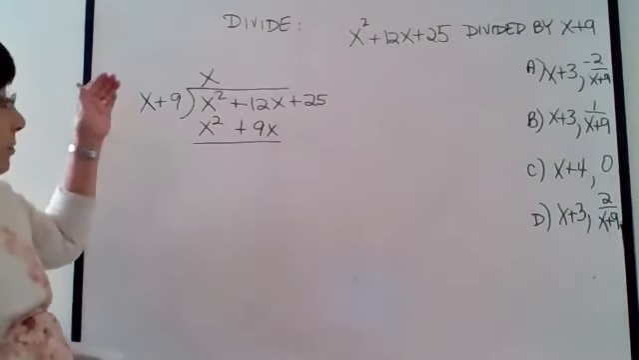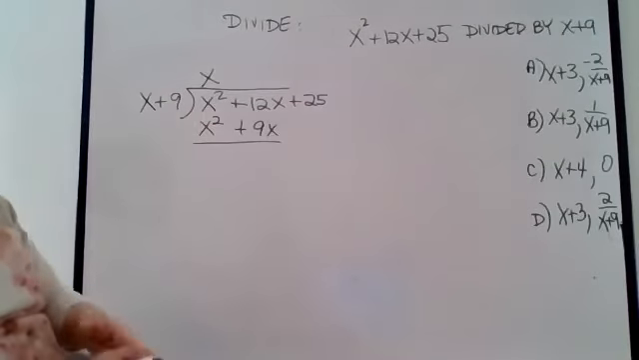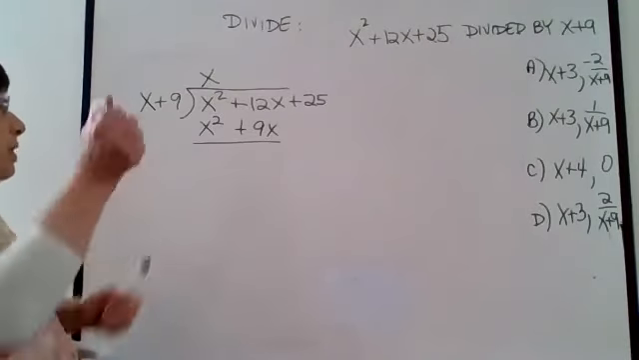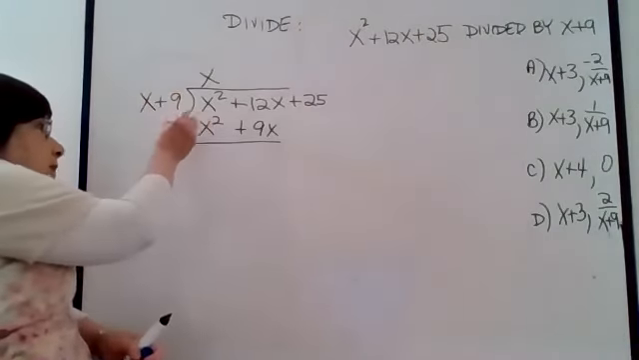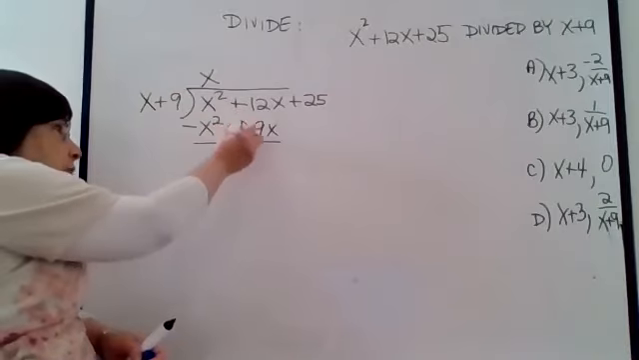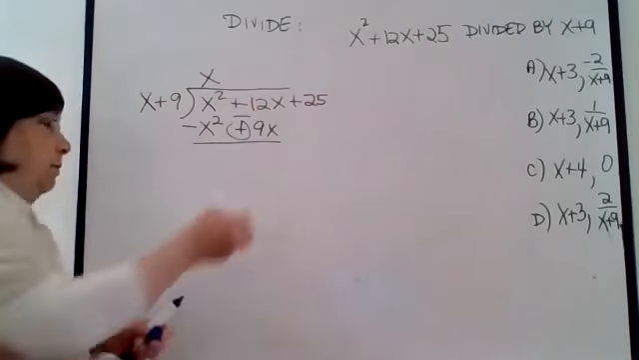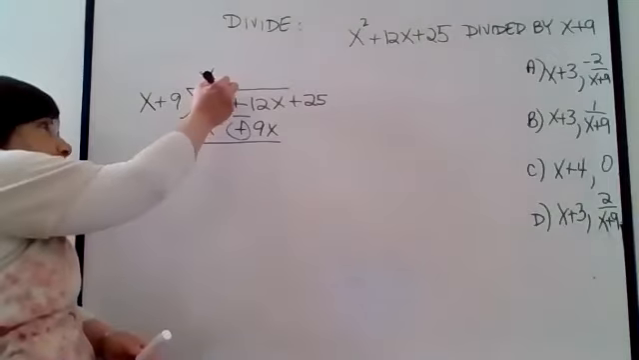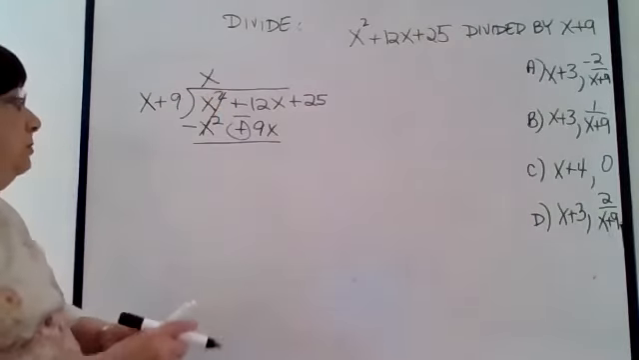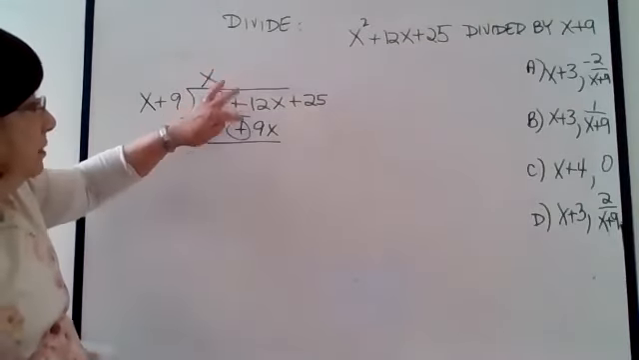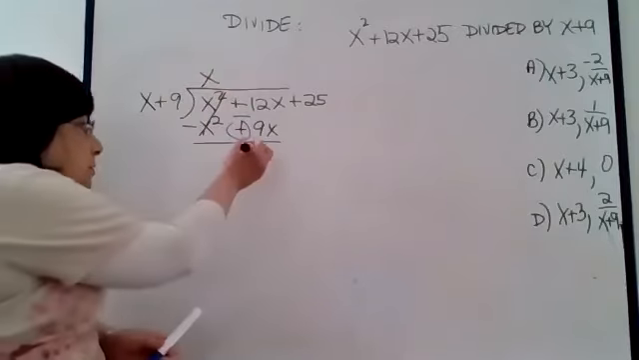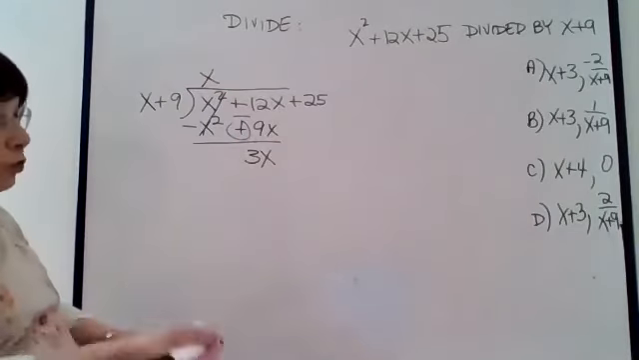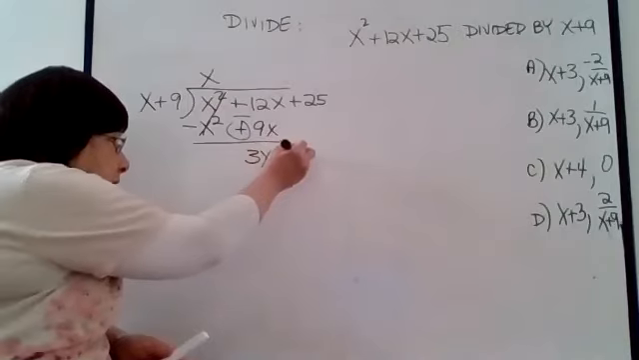Okay, I divided, multiplied, I now am up to subtraction, and I want to do my subtraction by changing the signs. This is going to become a negative, and this was originally a positive, so it's going to become a negative. So now I have x squared minus x squared, which cancels, and I have 12x minus 9x, which is 3x, and I bring down the next term, which is the 25.